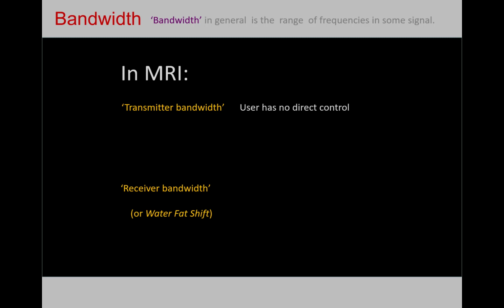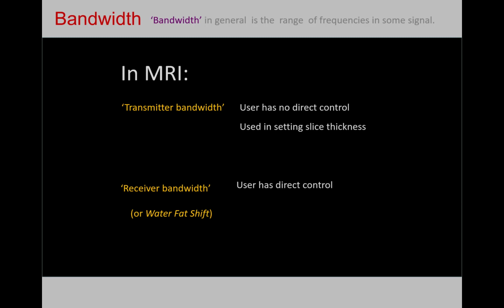The transmitter bandwidth, you don't have any direct control over. You may have come across it before where slice thickness came up and how slice thickness is set in MR. The transmitter bandwidth is instrumental in how the machine sets up a particular slice thickness, but you don't have any direct control. You can't sit down and specify the transmitter bandwidth.